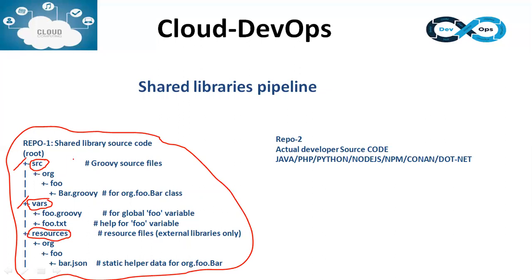This is the common code and can be used across multiple source code repositories. What I mean is, for example, if you have Java, Python, PHP, Node.js, NPM, Conan, .NET, different technologies, but we want to have some common pipeline. That is why developers or DevOps engineers who can code in Groovy develop a common repository code that is called shared library code, and all these types of source code repositories will use this common code. That is why we call it a shared library pipeline.